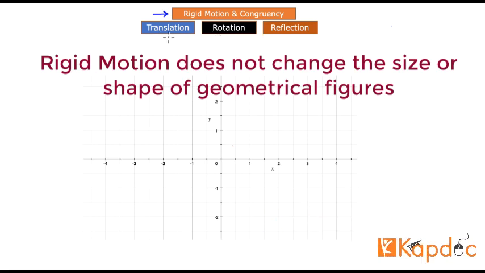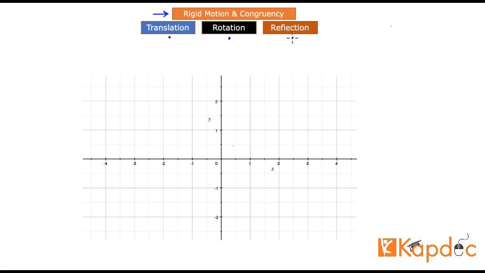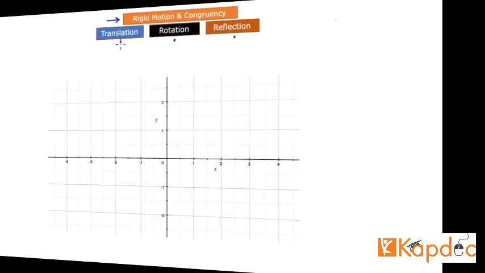And we say that there are three types of rigid motions on geometrical shapes. One is translation, second is rotation, and the third is reflection. Okay, so let's take a look at translation first.